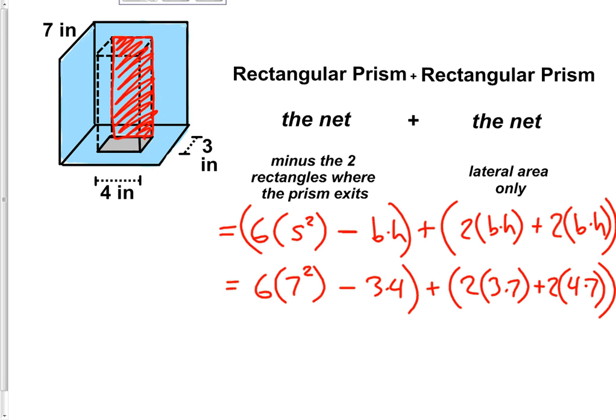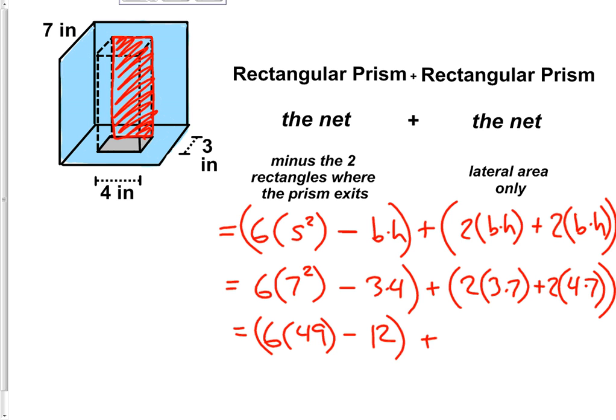Okay, 2 of one size lateral face, the 3 by 7, and then 2 of a different size lateral face at 4 by 7. Okay, so if you can get to the numbers, in a lot of cases this is not terribly difficult math. Let's just clean it up a little bit, see what we have here. Okay, 7 squared is 49, 3 times 4 is 12.